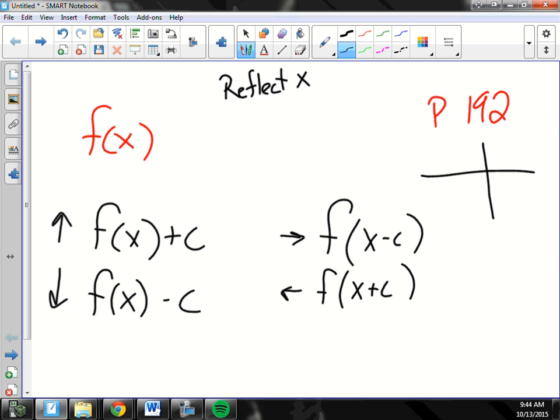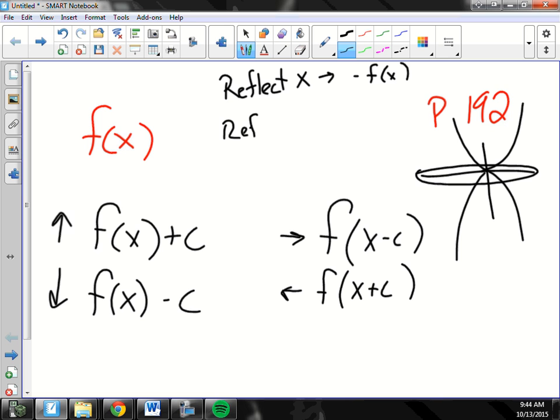So the x-axis, if we want to reflect about this line, are we going to change the y values or the x values? The y values will change. So if I have this graph and I reflect it, the x's are all the same. It's the y's that have changed. So reflect x is done by negative f of x. How do you reflect across the y-axis? F of negative x. If you reflect across the y-axis, all of the positive x's become negative x's and vice versa. Okay?